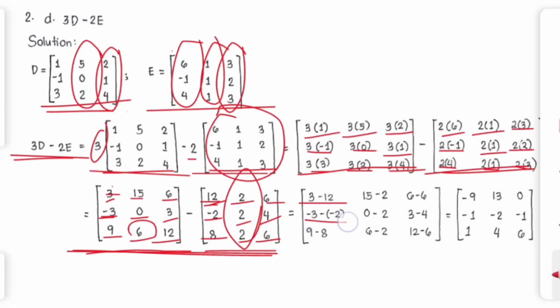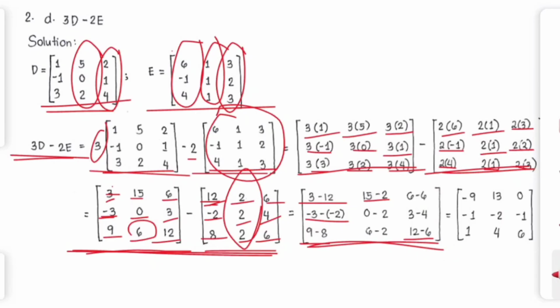So we got here 9 minus 8, 15 minus 2, 0 minus 2, 6 minus 2, 6 minus 6, 3 minus 4, and 12 minus 6. So after that, we'll now perform the subtraction.